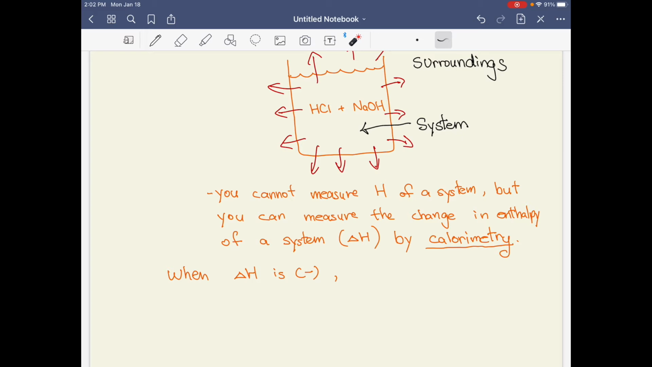Meaning that the final temperature will be higher than the initial temperature. This will in fact give you a delta H that is a negative number. We say that when delta H is negative, heat was released.